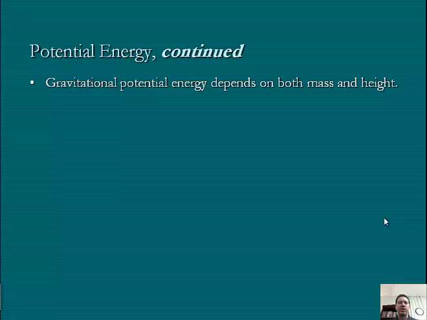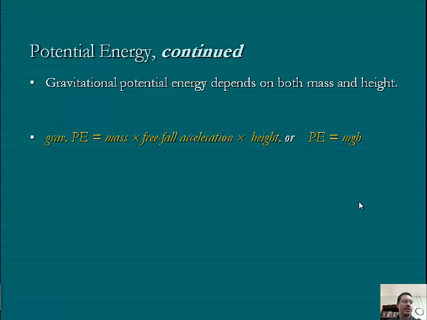So not only does gravitational potential energy depend on gravity, it's also dependent upon the mass of the object that you're holding and also the height at which you hold that object. So our first equation for this section, gravitational potential energy, is equal to the mass of an object times the free fall acceleration times height, and we can shorten this to be PE equals mgh.